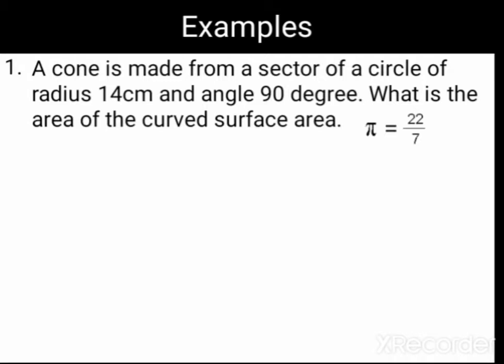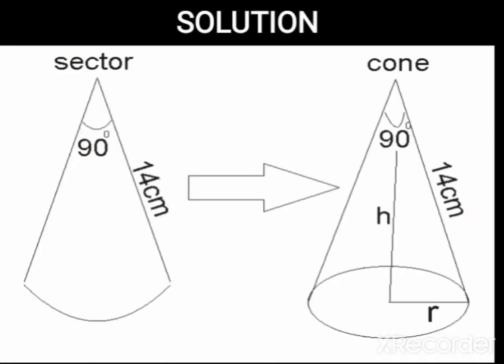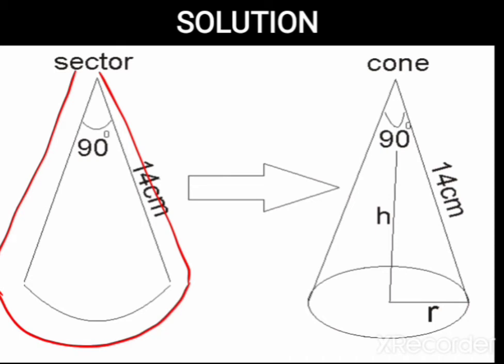A cone is made from a sector of a circle of radius 14 centimeters and an angle of 90 degrees subtended at the center. What is the curved surface area? So what we simply do, this is the sector, this is the radius of the sector, and this is the arc of the sector.